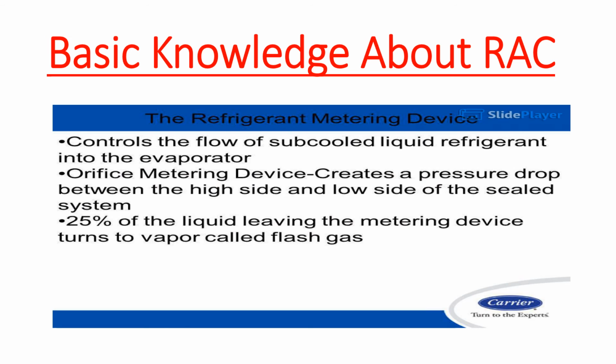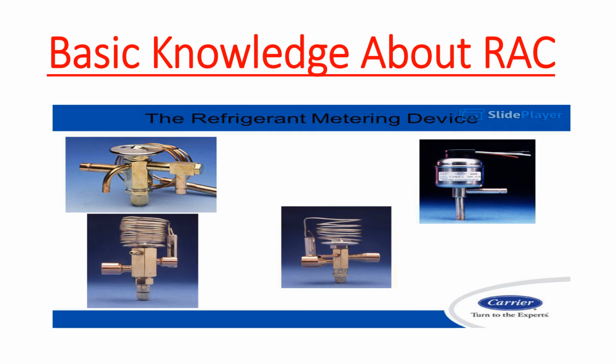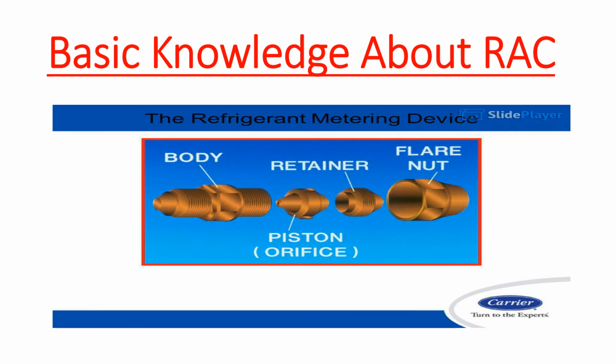The refrigerant metering device controls the flow of subcooled liquid refrigerant into the evaporator. Orifice metering device creates a pressure drop between the high side and low side of the sealed system. 25% of the liquid leaving the metering device turns to vapor called flash gas.